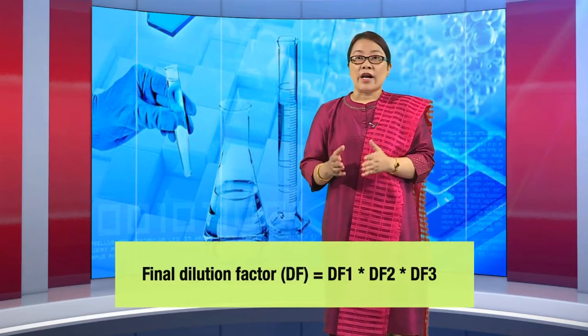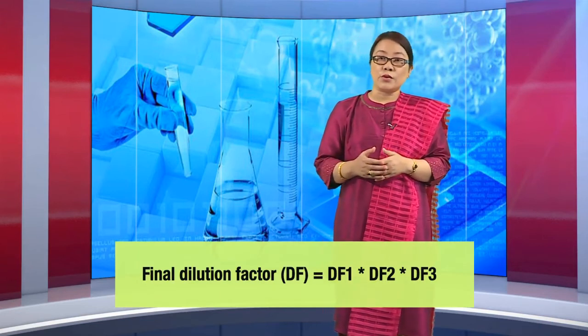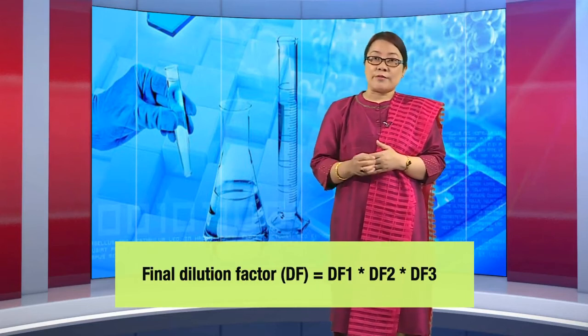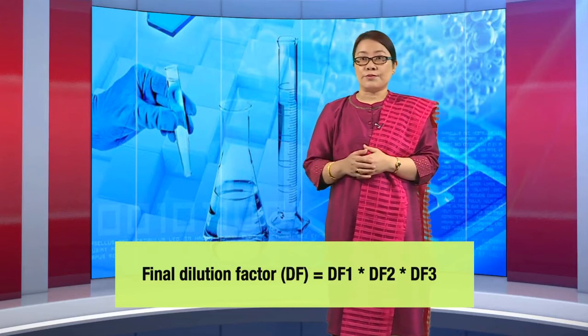A serial dilution is a series of simple dilutions which begins with a small initial volume of stock solution and amplifies the dilution factor by diluting the solution from the previous step. The total dilution factor in a serial dilution is given by the product of the individual dilution factors in the steps of the series of dilution. That is, final dilution factor will be equal to dilution factor 1 multiplied by dilution factor 2 multiplied by dilution factor 3 and so on.